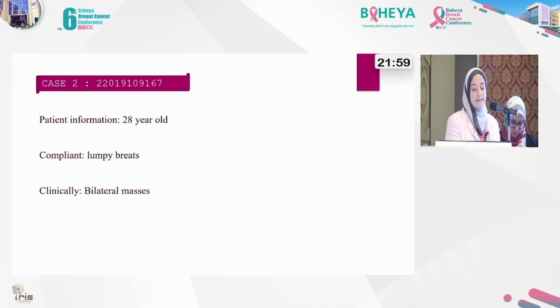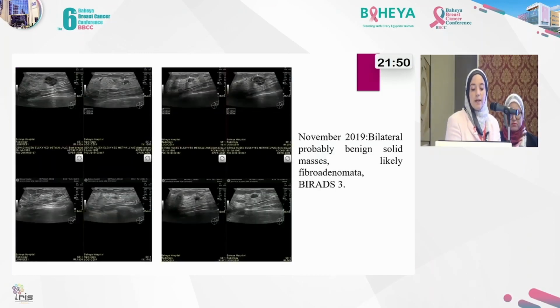Our second case is a 28-year-old. She came complaining of bilateral lumpy breasts, and clinically these lumps were felt as masses bilaterally. In November 2019, an ultrasound was performed in Bahia, and the masses were seen as bilateral, probably benign solid masses, likely fibroadenomata, and she was given a BI-RADS 3 lesion.